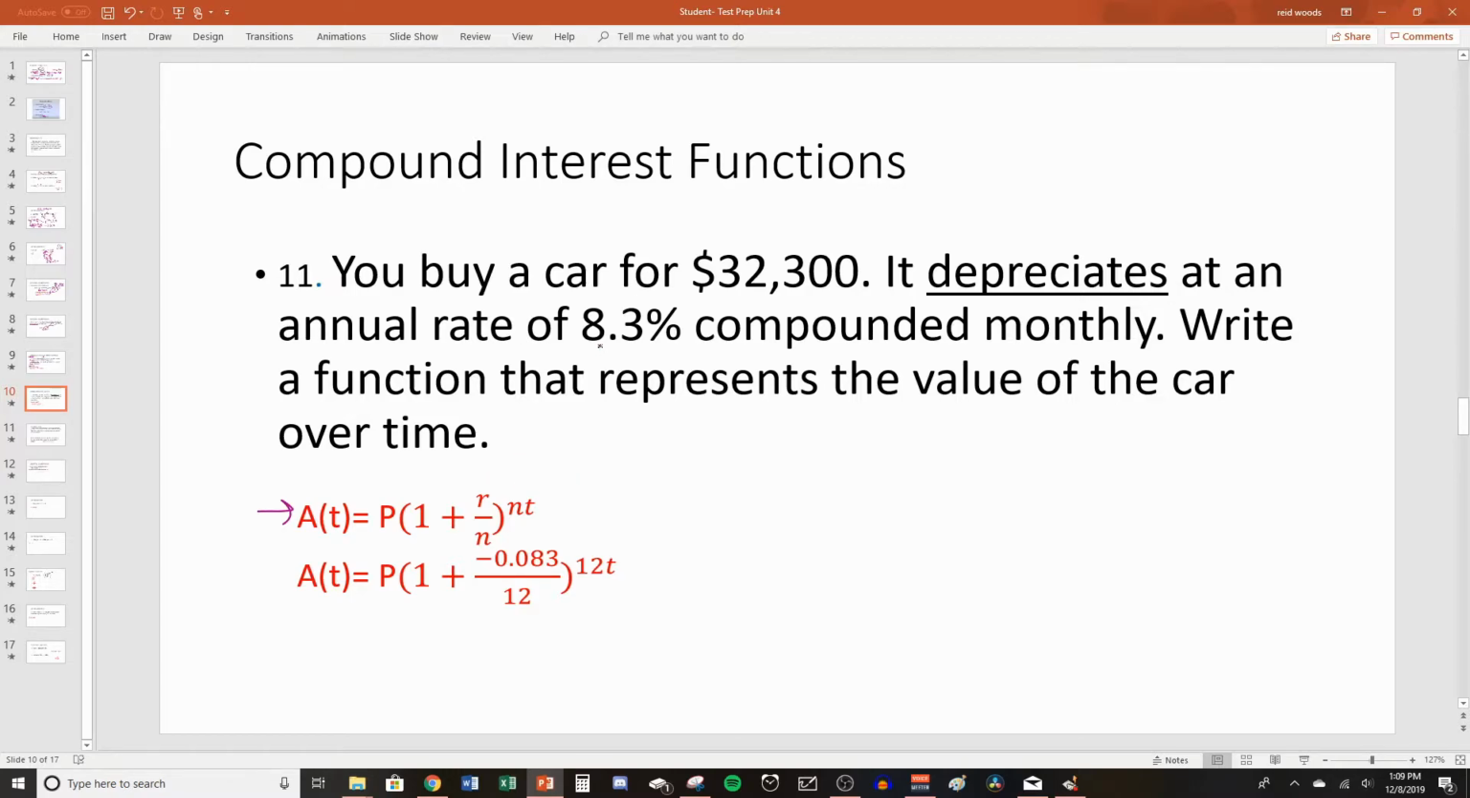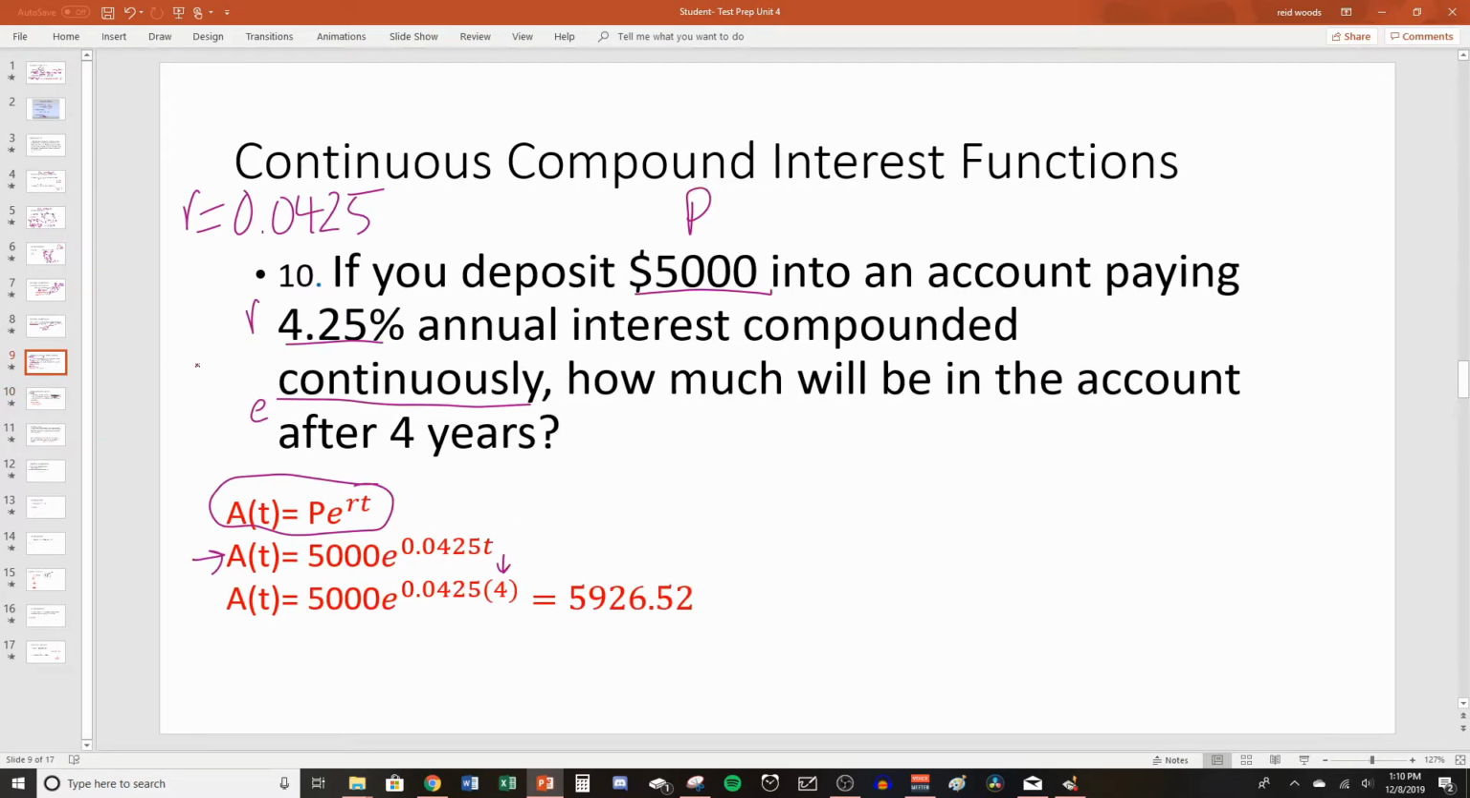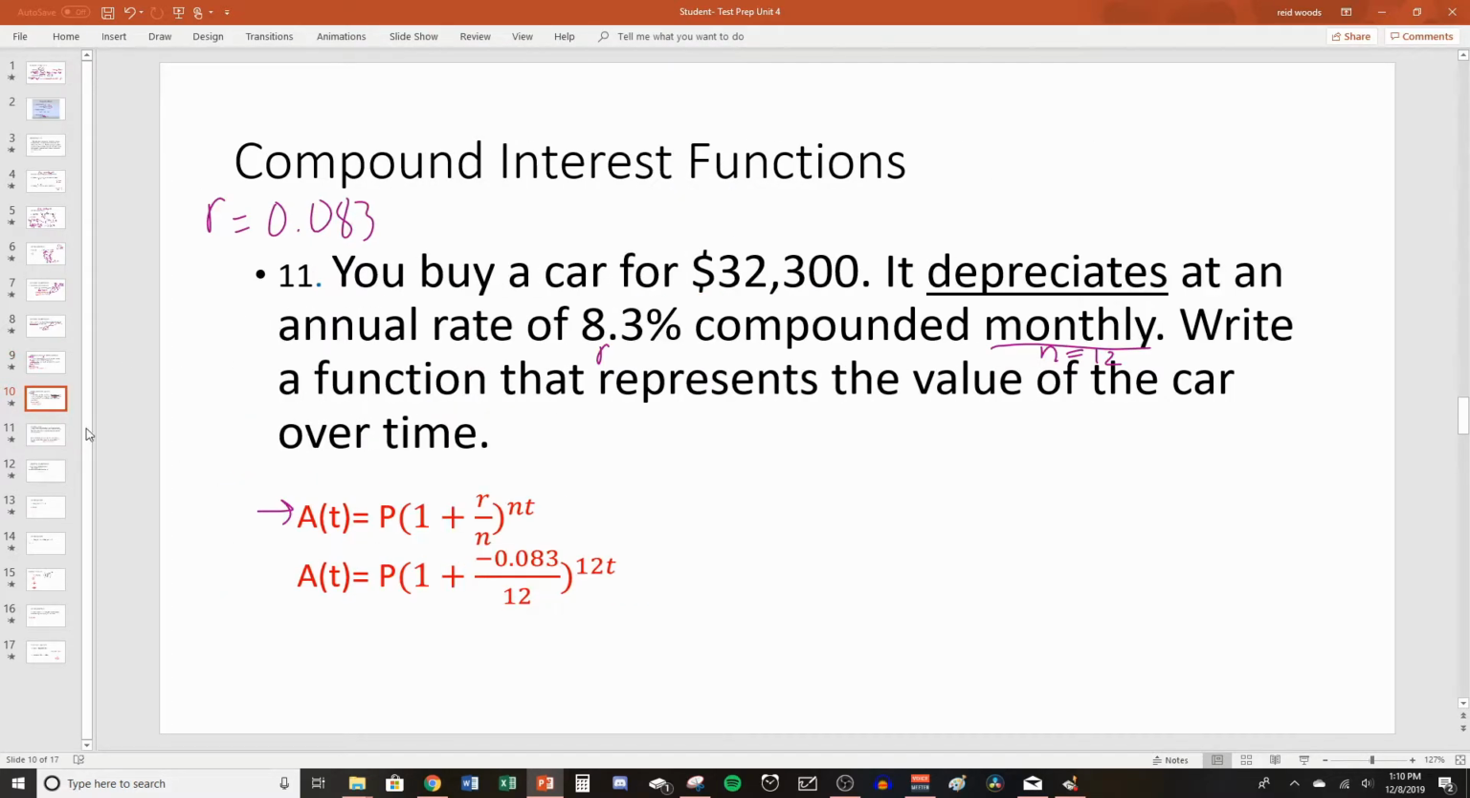R is going to be the rate. We saw that in the last question. So that is 8.3%, so we use 0.083, or a decimal, right there. Compounded monthly, that is going to be your N value, how many times you compound. So that's 12 in this case, and that's going here and here. That's always going to be how many times it's compounded. And in the last example, continuous, we just go with the E, so we don't have to worry about it. But this is what we put there and there. This is R. We'll talk about the negative in a second.